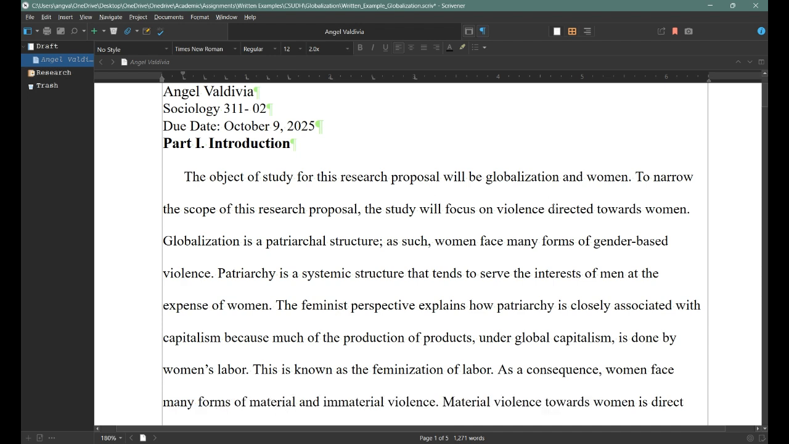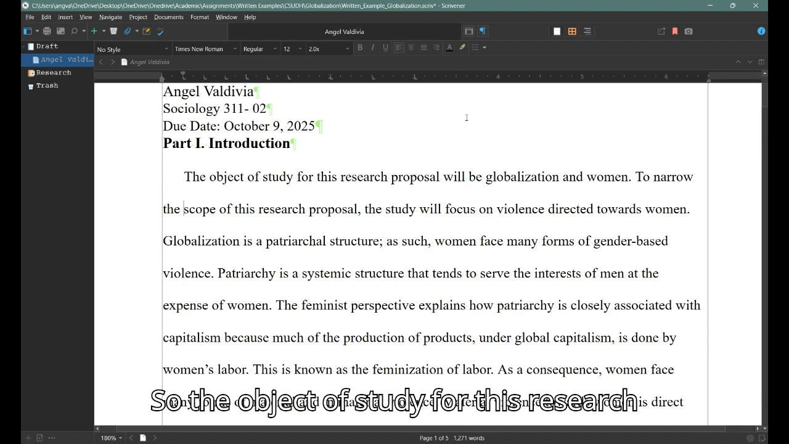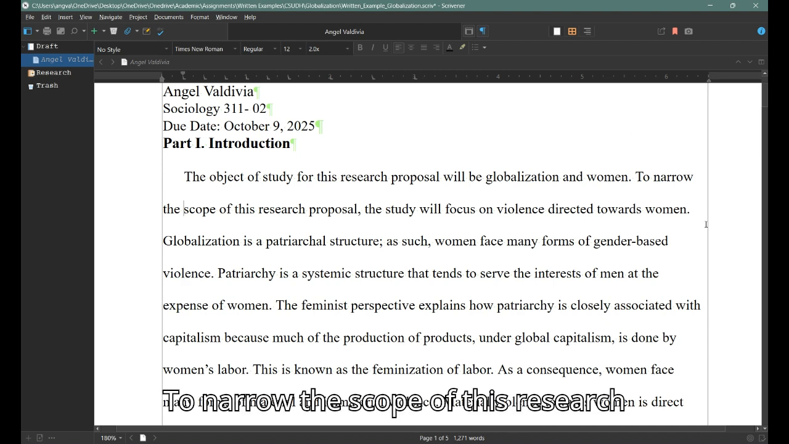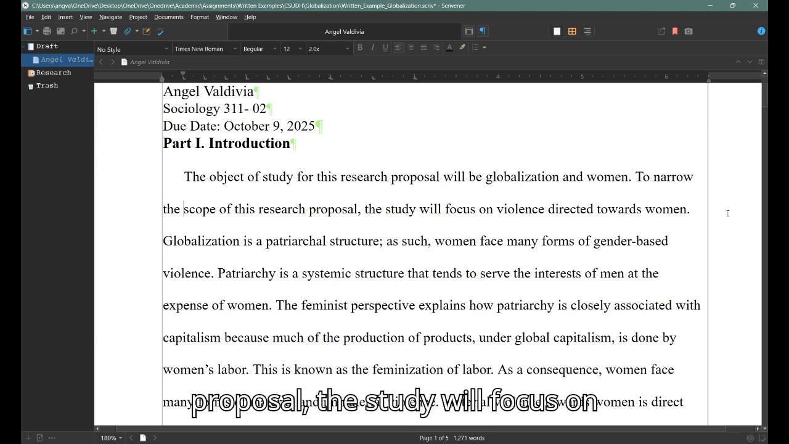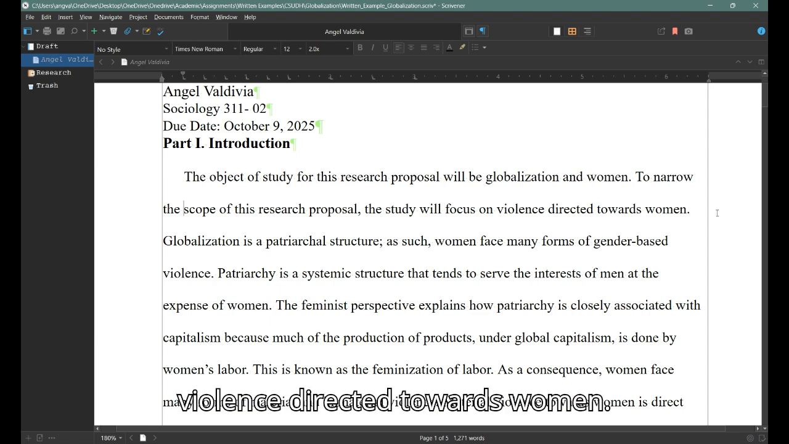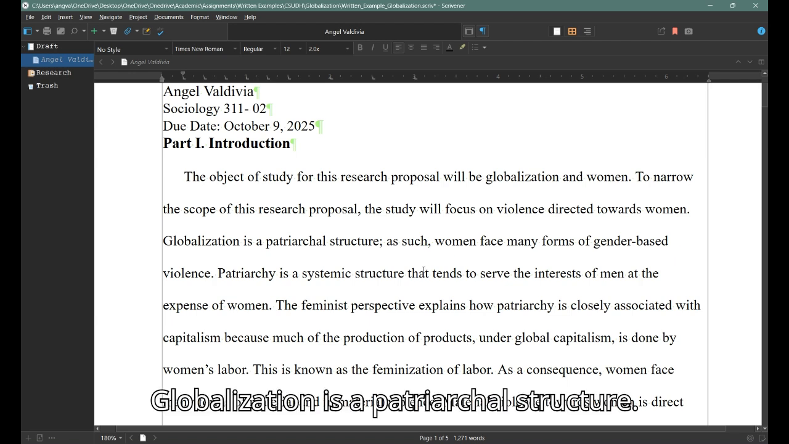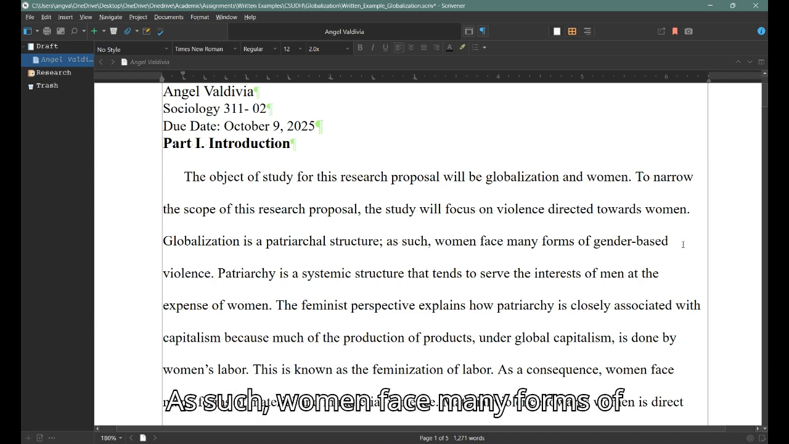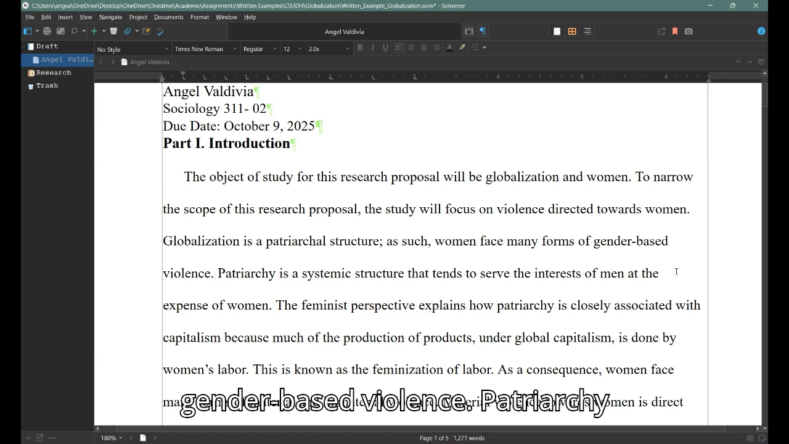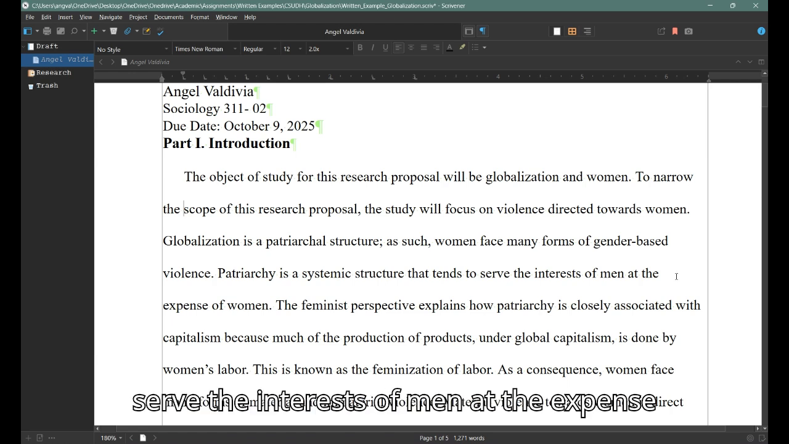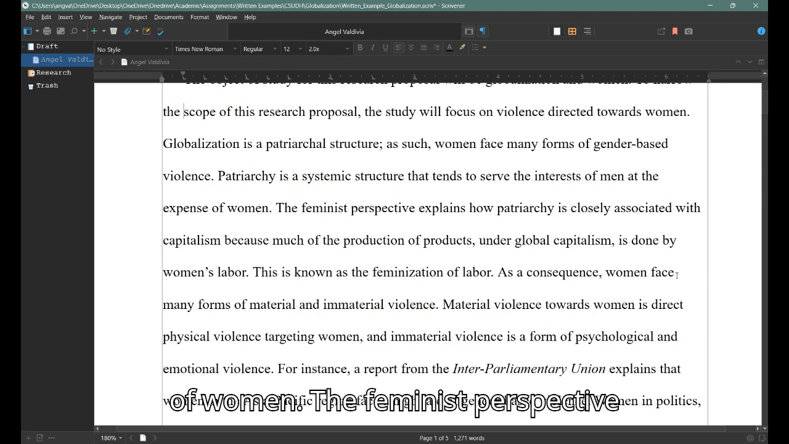So the object of study for this research proposal will be globalization and women. To narrow the scope of this research proposal, the study will focus on violence directed towards women. Globalization is a patriarchal structure. As such, women face many forms of gender-based violence. Patriarchy is a systemic structure that tends to serve the interests of men at the expense of women.